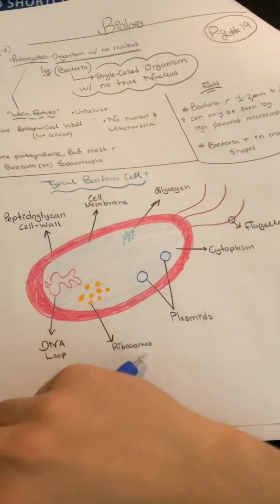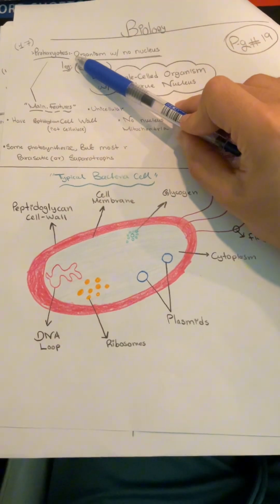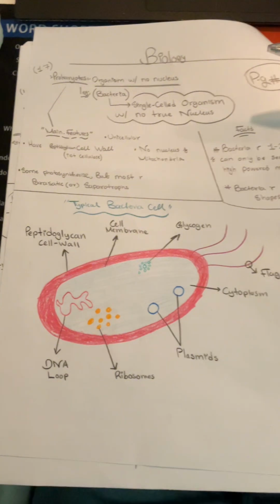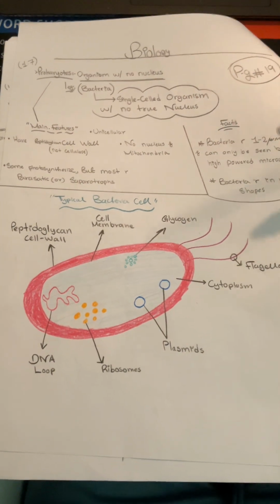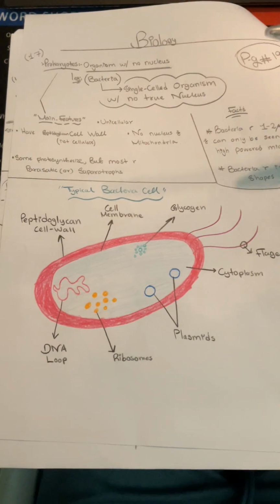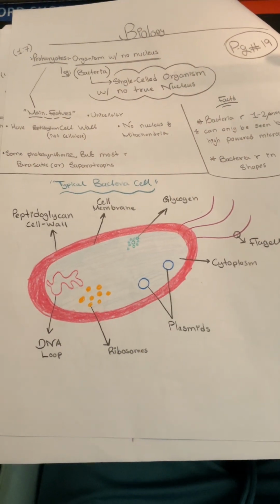Prokaryotes. Prokaryotes is the last group of the kingdoms. Prokaryotes are organisms without any nucleus, because the other 4 have a nucleus. Prokaryotes is the only kingdom without a nucleus. Example, bacteria. It is a single-celled organism. It is a living thing, yes, but it has no true nucleus.